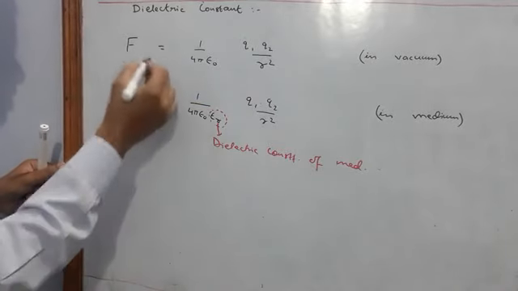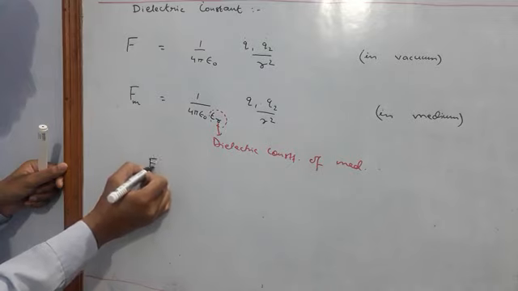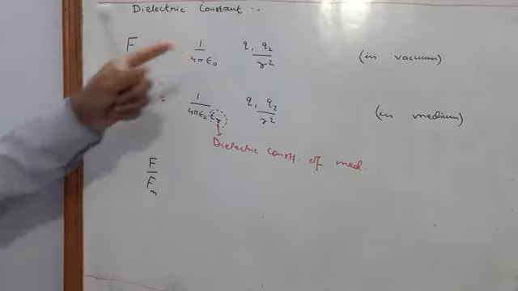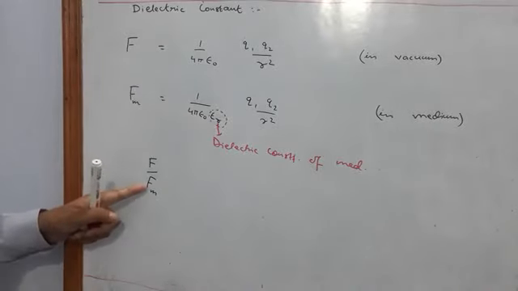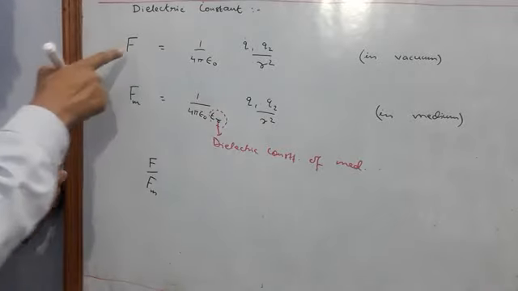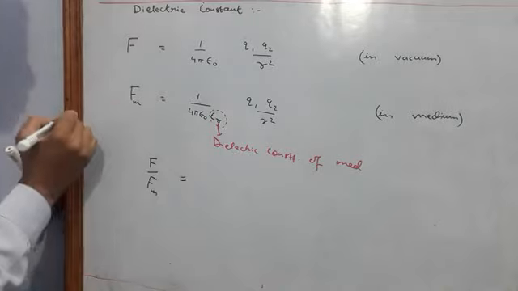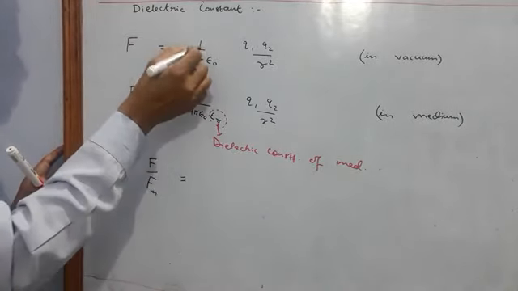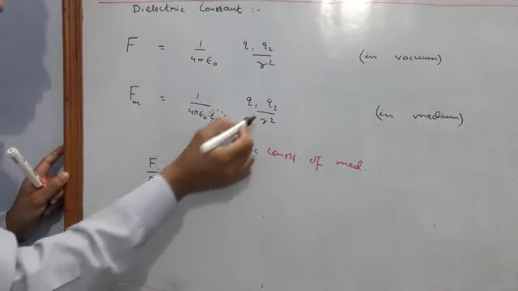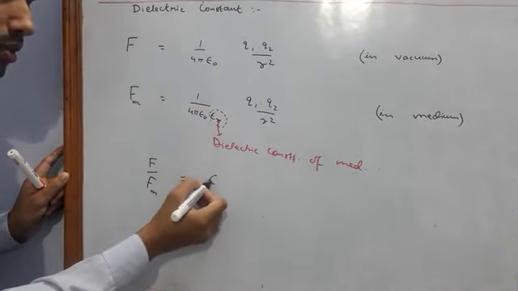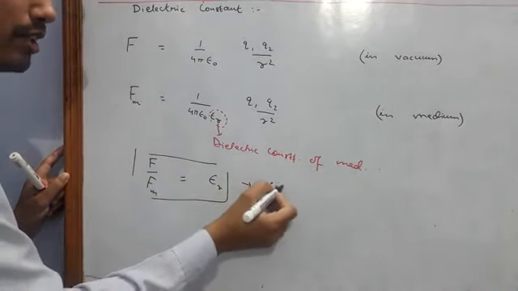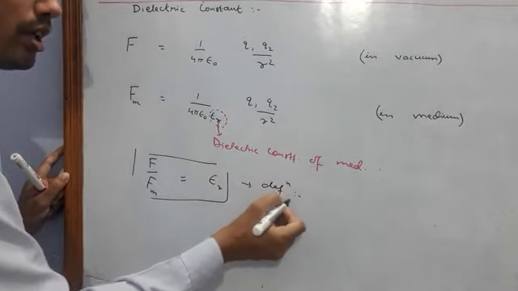Now you can divide these two relations. We can find the ratio F by Fm: force between a pair of charges in vacuum divided by force between the same pair of charges separated by the same distance but in presence of a medium. So F by Fm will become equal to, you can see, so many factors, 1 by 4 pi epsilon naught will cancel, q1 q2 will also cancel, r square will also cancel. The only thing that remains will be epsilon r. So this gives you the defining equation for epsilon r.